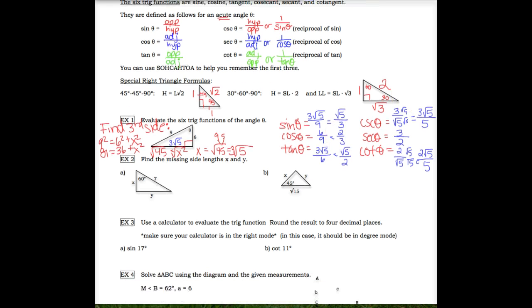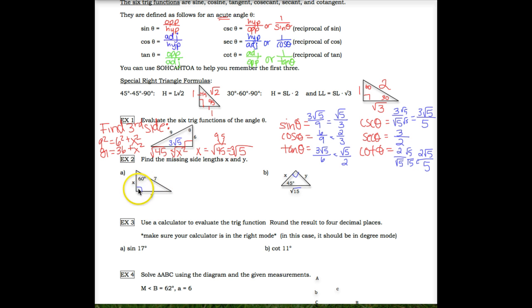Example 2, find the missing side lengths. You can see here that these are special right triangles. I've got a 30, 60, 90. I've got a 45, 45, 90. So first thing I need to do in A is decide which of the sides I'm being given, because that's going to make a difference as to what formula I use.